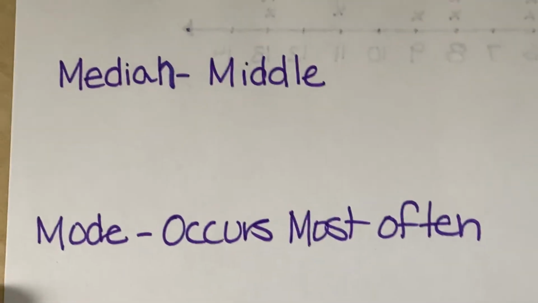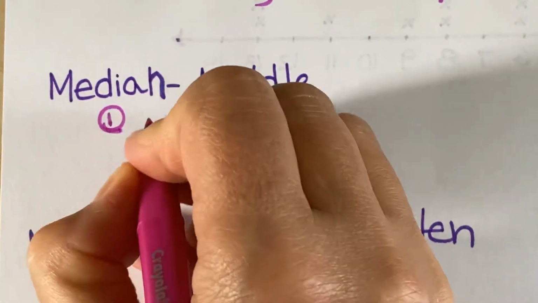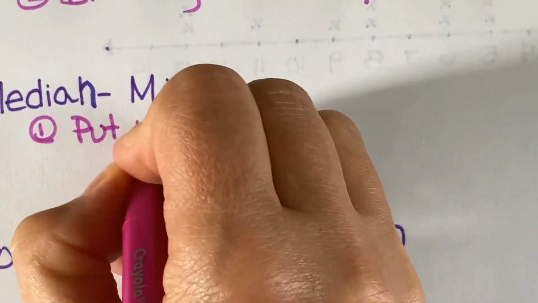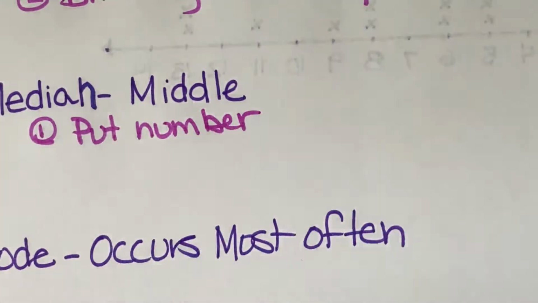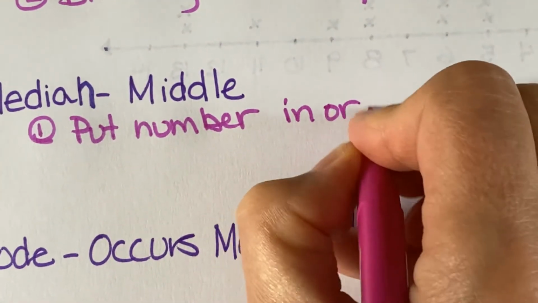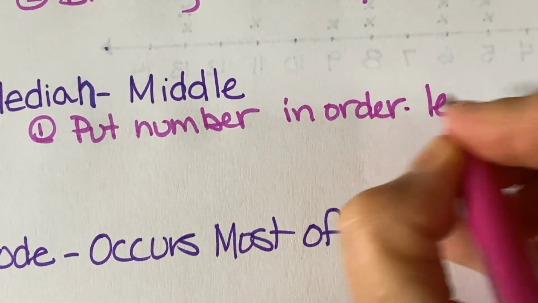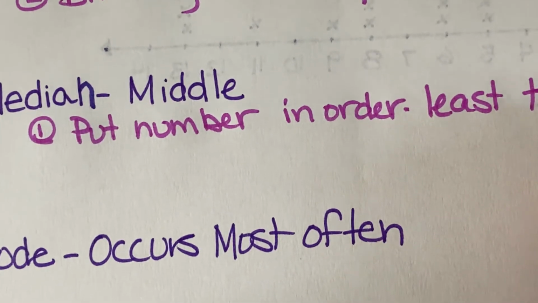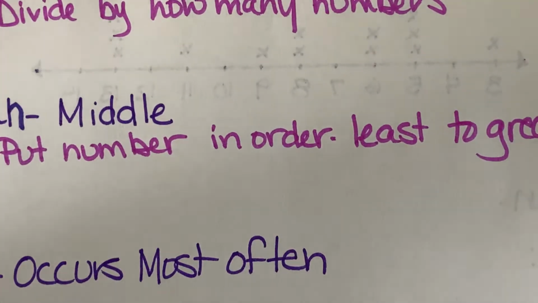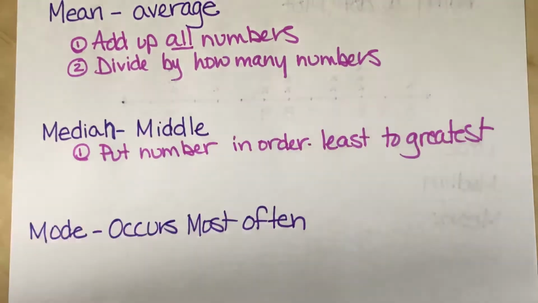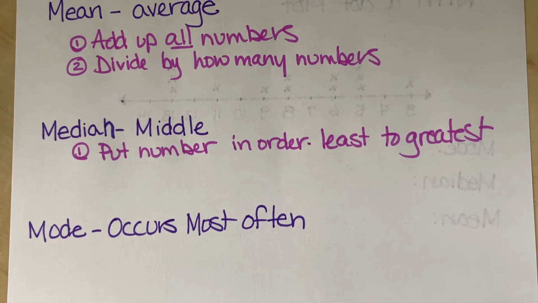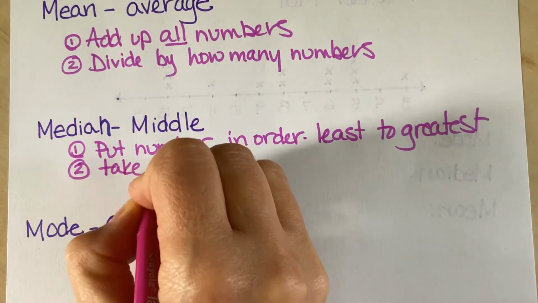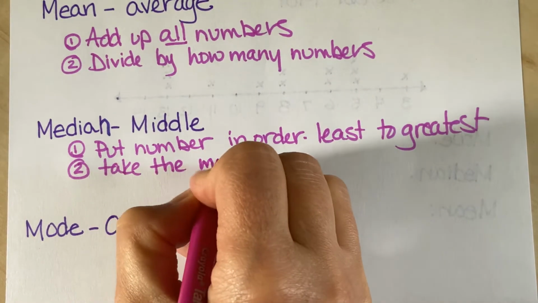Your median is when you put the numbers in order from least to greatest. I keep hitting the phone. So you put numbers in order, okay? That is very important. You don't just take the middle number. Let me get this a little bit smaller so my whole paper fits on there. There we go. So you put them in order from least to greatest, and then you take the middle number. If there's 2, you average them.